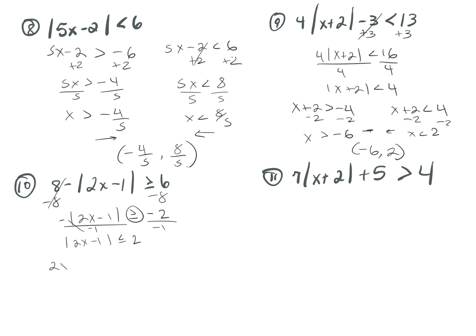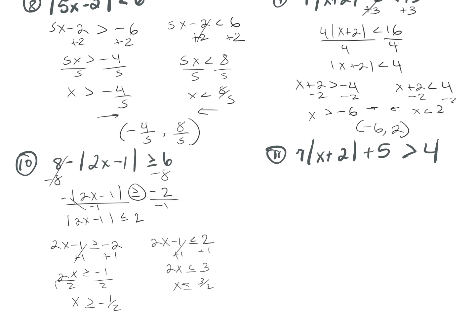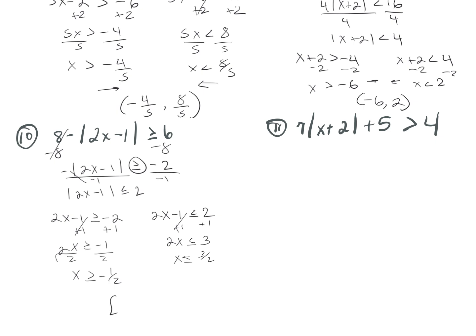So we're going to get 2x minus 1 is greater than or equal to negative 2, and 2x minus 1 is less than or equal to 2. I'm going to go ahead and add the 1. So we're going to get 2x is greater than or equal to negative 1. I divide by 2, and I get x is greater than or equal to negative a half. Then I go ahead and add the 1. So I get 2x is less than or equal to 3. X is less than or equal to 3 over 2. So they're looking at each other. So they're going to be from negative a half to 3 over 2, both of them in brackets.